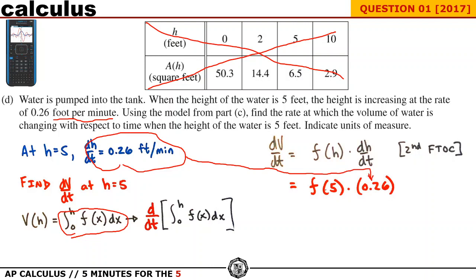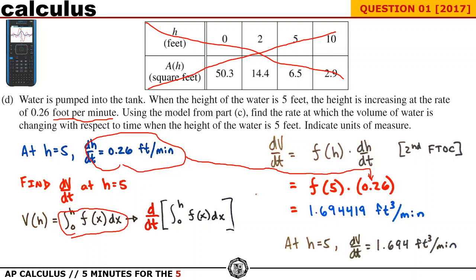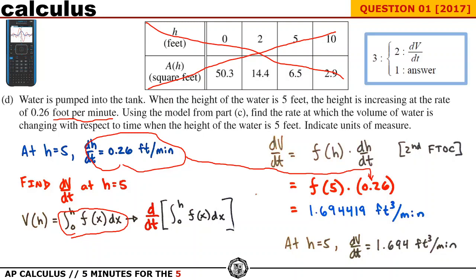And then f of 5, you're just going to compute that by plugging 5 into the function they gave you in the previous question. And when you do that, you should end up with 1.694419 cubic feet per minute. And there's your final answer there. So with that said, your breakdown of scoring, it was 2 points to find dV dt. As long as you do the chain rule and you get f of h times dH dt, that's going to be the 2 point breakdown there. And then your final answer of 1.694 cubic feet per minute.